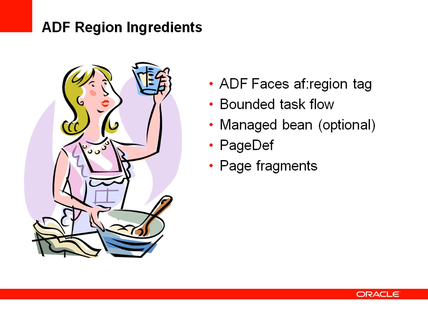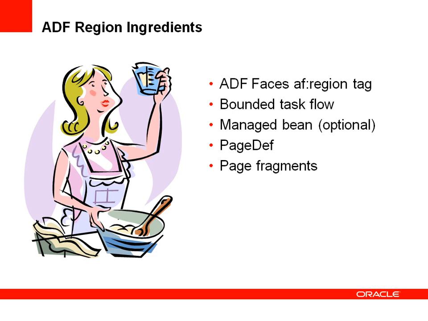Optionally, the task flow binding will reference a managed bean, in which case the ADF region is referred to as a dynamic region. The managed bean method that is referenced from the task flow binding returns the task flow document ID to display in the region. This allows you to dynamically change the bounded task flow exposed in a region, which is used by a pattern like the UI shell.